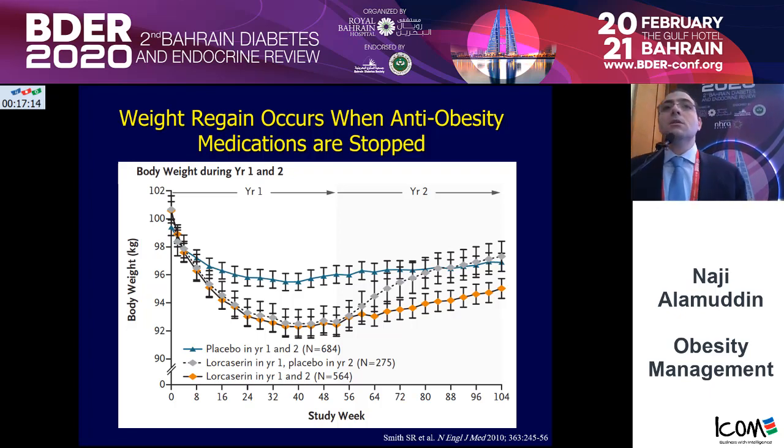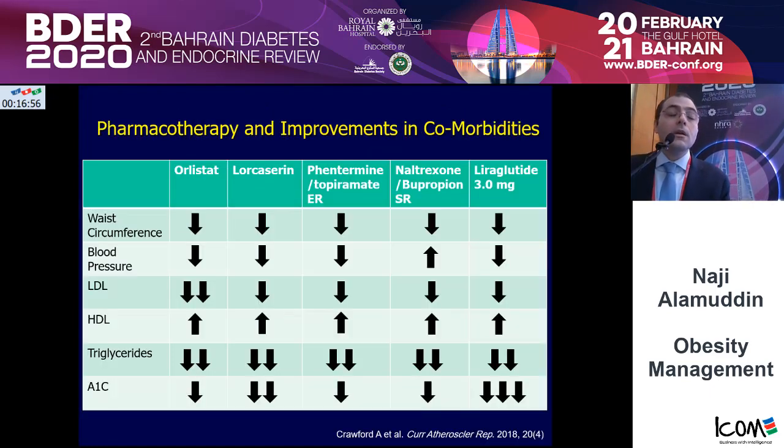If you have a patient on hydrochlorothiazide, their blood pressure is well controlled. If you stop the medicine, what is going to happen? Their blood pressure is going to go back up. It's the same idea. These medications are approved for chronic weight management. Obesity is a chronic disease, and we should treat it as such.